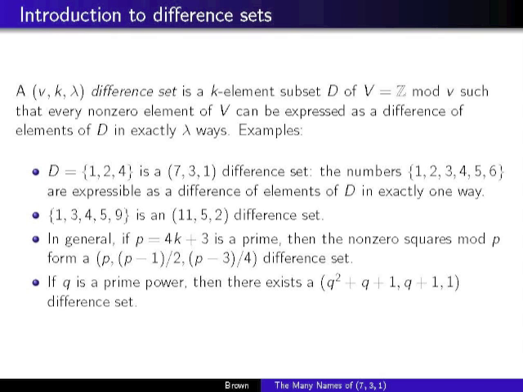And if you take the differences in the other order, you get 2 minus 1, which is 1, 4 minus 1, which is 3, and 4 minus 2, which is 2. So we get 4, 5, 6, 1, 2, 3. Each number exactly once, and that's a difference set. And people study these things. In fact, there are people who go absolutely bananas over them. It kind of gets to you after a while.